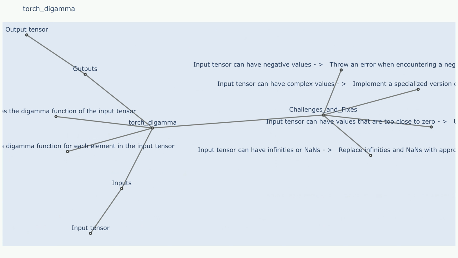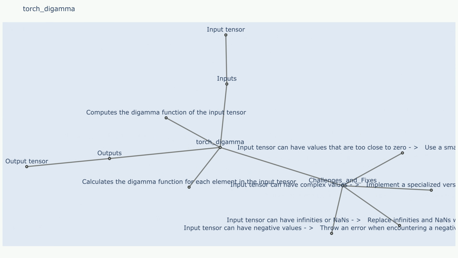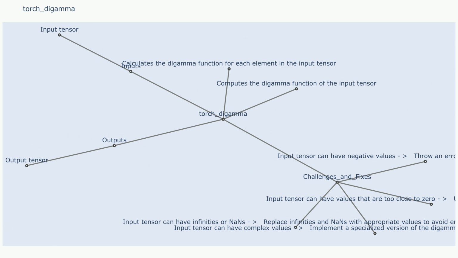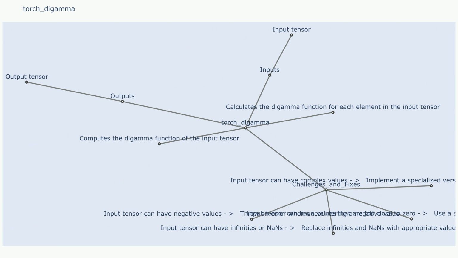Inputs. Input: a tensor containing the input values for which the digamma function needs to be calculated. The input tensor can have any shape and data type supported by PyTorch. Outputs. Output: a tensor with the same shape as the input tensor, containing the digamma function values calculated for each element of the input tensor.